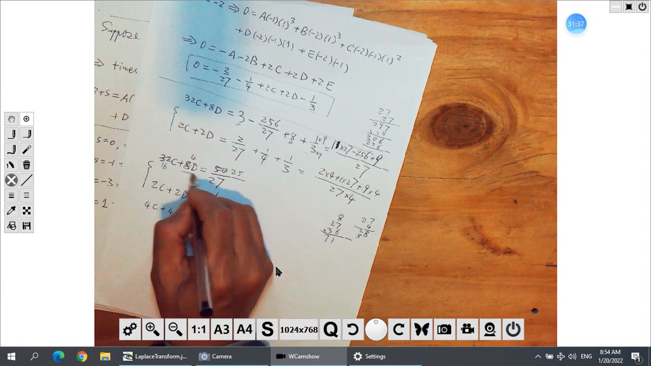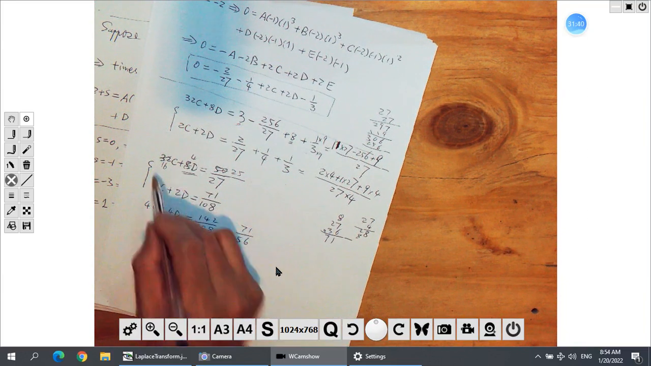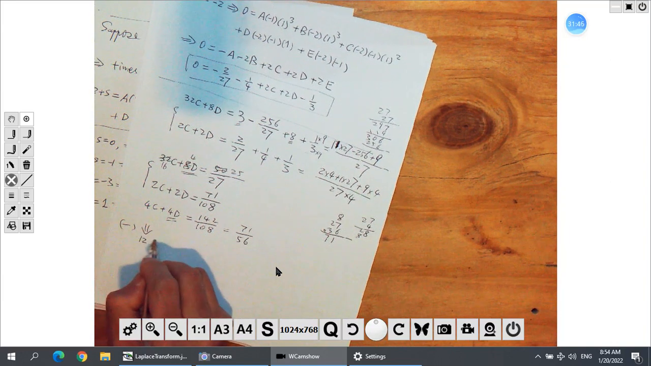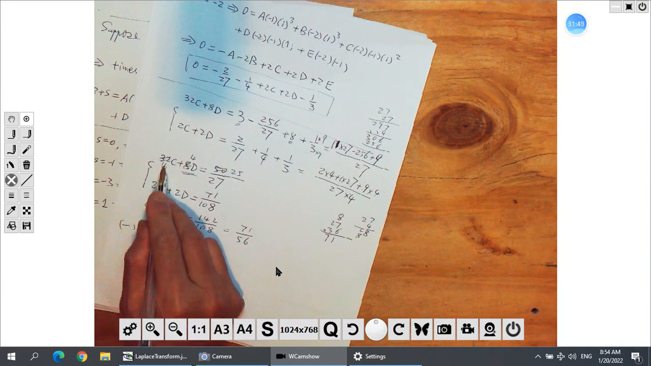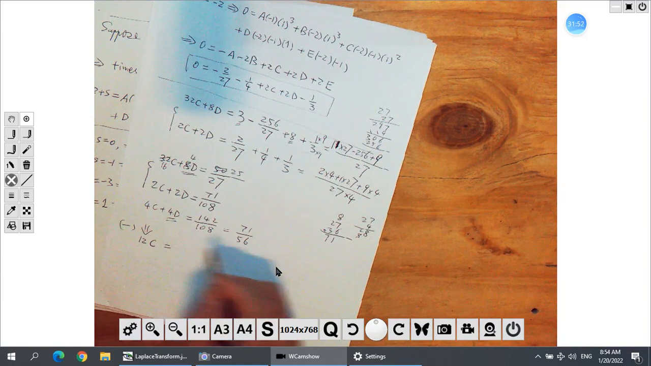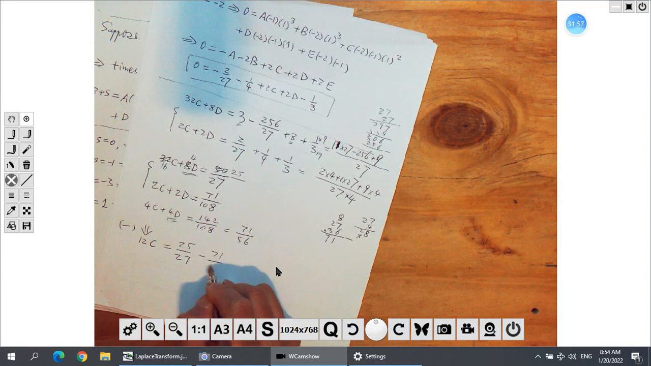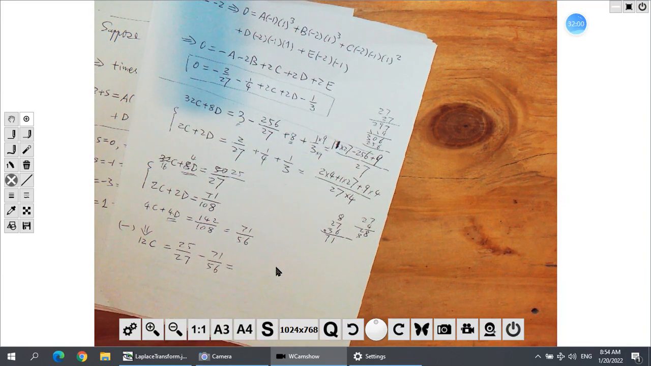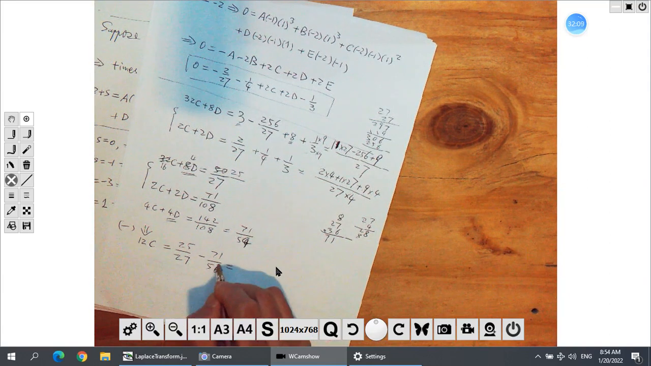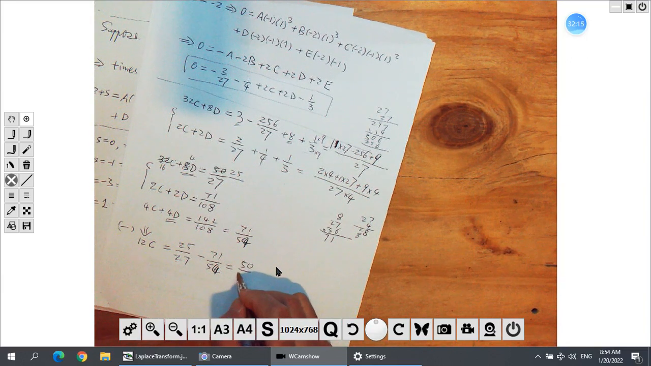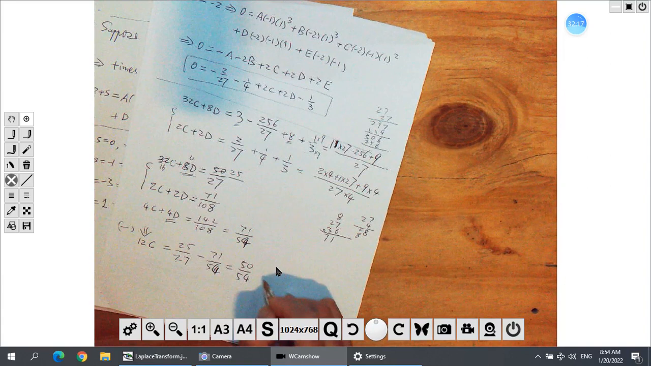Then you see both contain 4d. So I do a subtract. I get 12c. They cancel, right? This is 16 minus 4 is 12c. Equal to, this is 25 over 27 minus 71 over 54, sorry. So this times 2, right? This is 50 over 54 minus 71 over 54.